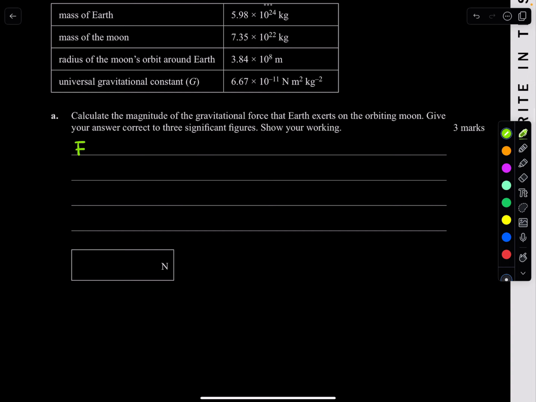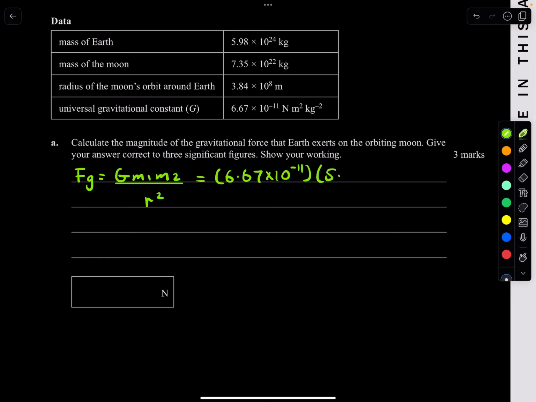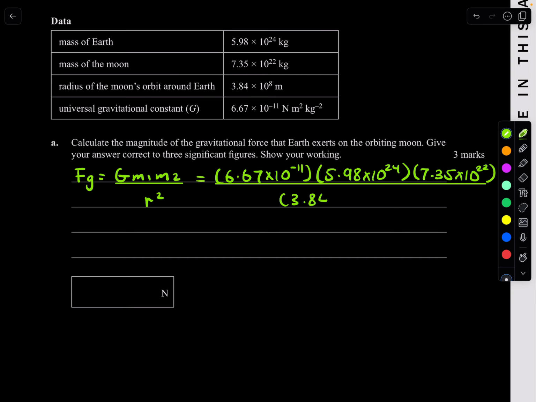So just using your formula, force of gravity is equal to G m1 m2 over r squared. G is 6.67 times 10 to the negative 11. M1 is the mass of the Earth in this case. Your second mass is the mass of the moon. All being divided by the orbital radius squared, which in this case is 3.84 times 10 to the power of 8, squared.